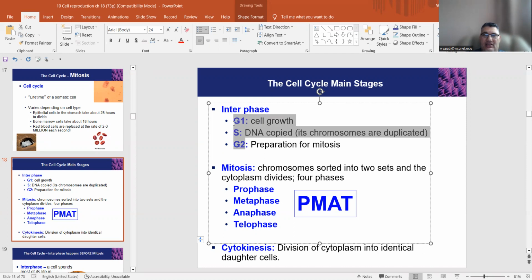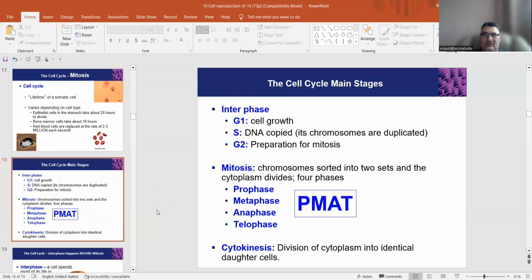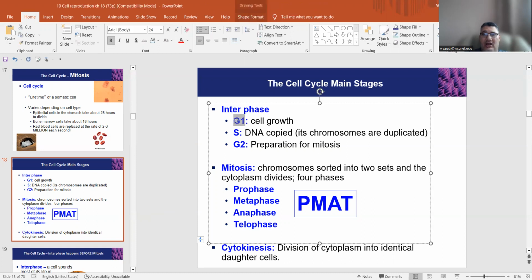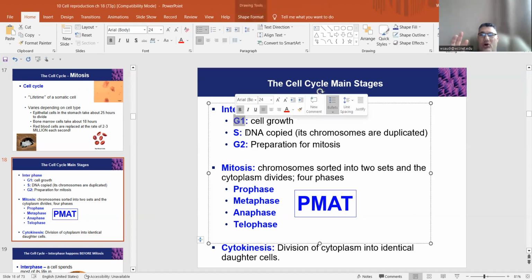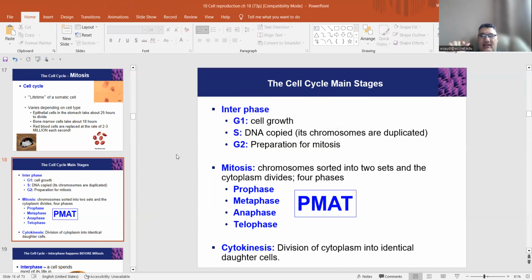Interphase is divided into 3 steps, and mitosis is divided into 4 steps. We have to discuss the details. Interphase G1, and G comes from growth. This is growth number 1, when the cells start to grow, grow, grow, preparing the cells for the next stage, which is mitosis. This is for the different parts of the cells, but not for the chromosomes. Here are the chromosomes, S. The S is the first letter of synthesis. They are referring to DNA synthesis.